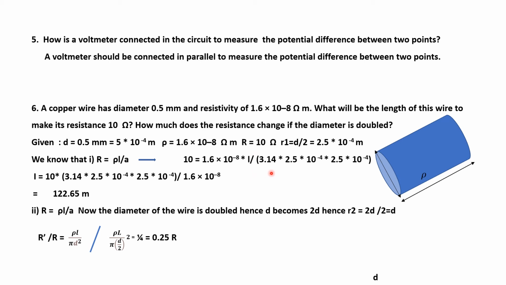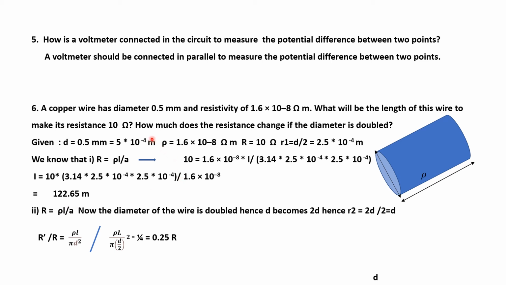So pi 3.14 into r, we can get by dividing the diameter by 2. So radius is equal to 2.5 into 10 power minus 4 meters. That is, this millimeter is being converted to standard unit of measurement, meter. So we get the radius of the wire to be 2.5 into 10 power minus 4 meters. So this is area of cross section, pi r square. Substituting, we get the length of wire to be 122.65.